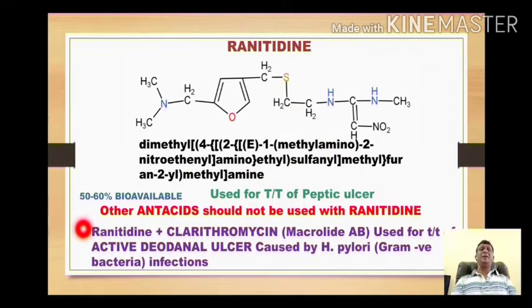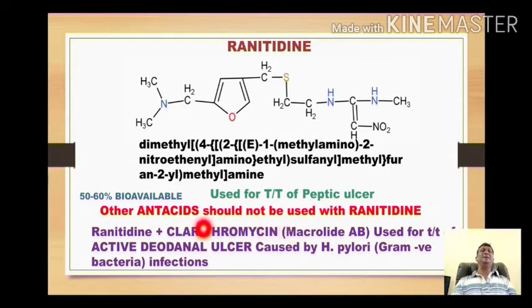This drug is a very potent anti-ulcer and antacid drug. The bioavailability of this drug is around 50 to 60%. That means if a 20 mg tablet is used, then about 10 to 12 mg of ranitidine will be biologically available. This drug is used for treatment of peptic ulcer.